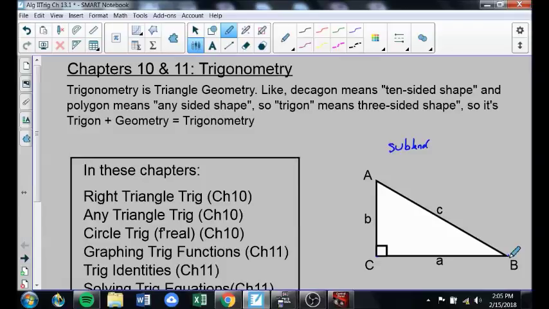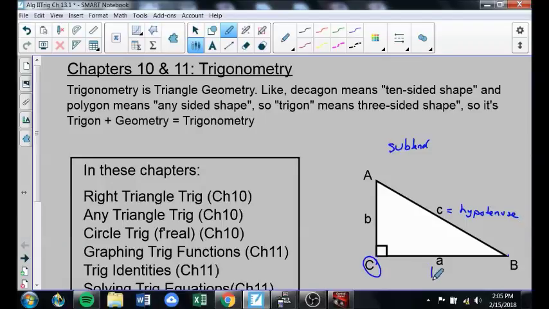In a right triangle, we typically have angle C be the right angle, which makes side C the hypotenuse. And we all wish we were high on hypotenuse, right? See, the longest one. I wish I were high on hypotenuse. One of the 3 sides. Side A and B are the legs. In right triangles, you have a hypotenuse and you have legs.